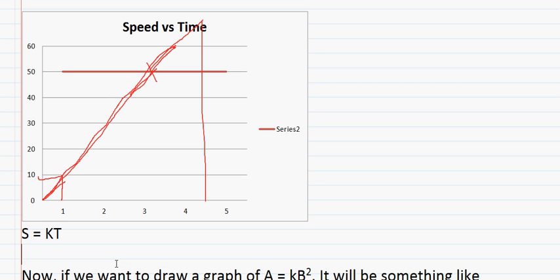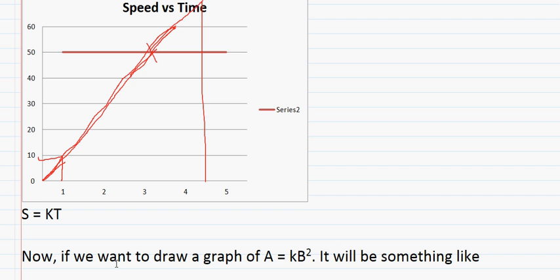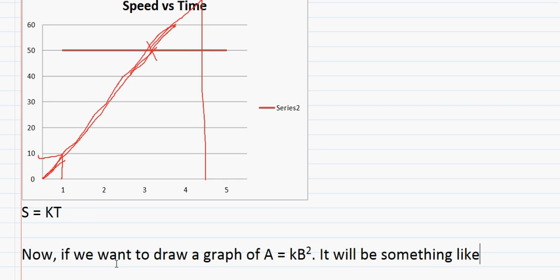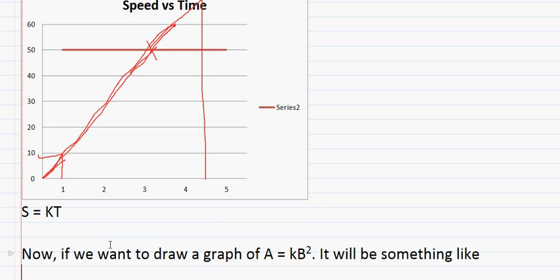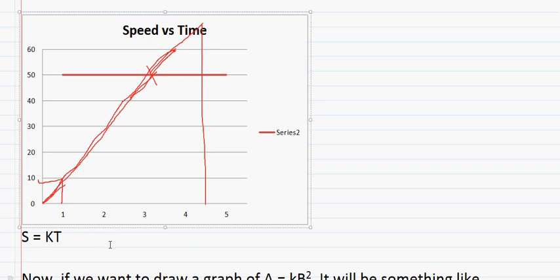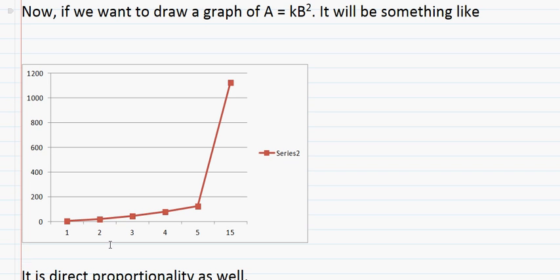So here, k is what? K is nothing but acceleration, right? So this is direct proportionality, where two parameters are directly and linearly proportional, right? The important thing is linearly proportional. Now if we have a is equal to kb square, it's not linearly, it's now quadratically proportional. Again the proportionality is direct.